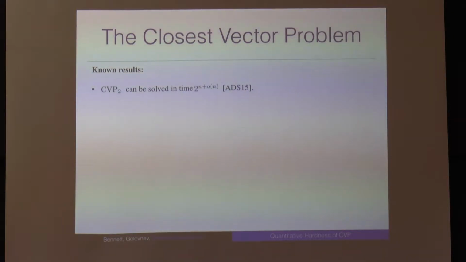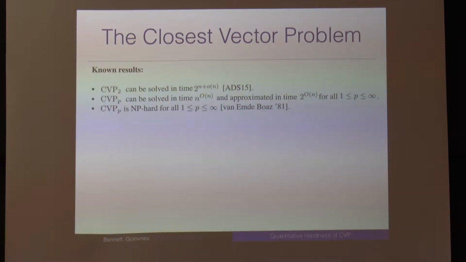So we know that there are some fast algorithms for solving these. They're relatively fast. In the L2 norm, which is our favorite norm, we understand CVP fairly well. There's a 2 to the n time algorithm, which is joint work with Agrawal and Dadush. In the LP norms, they're much worse studied. There are n to the order n algorithms that solve it exactly, and there are 2 to the order n algorithms that find maybe not the exact distance, but up to a constant factor approximation.